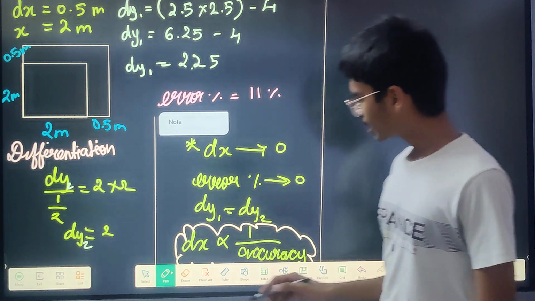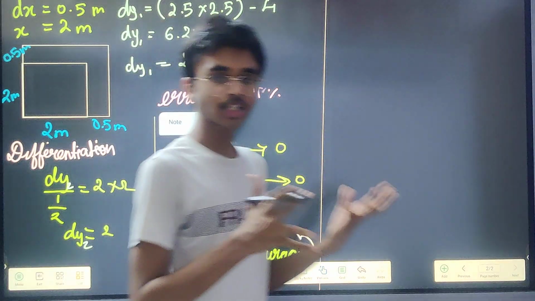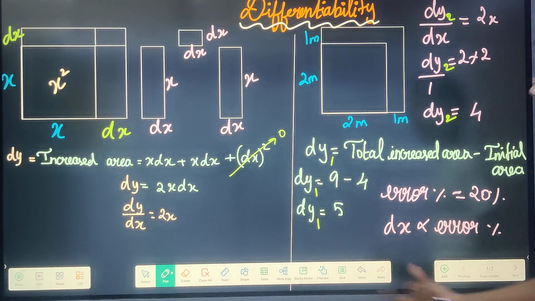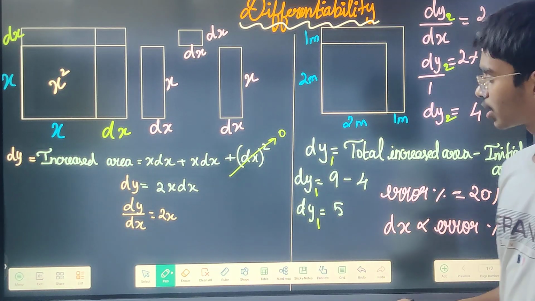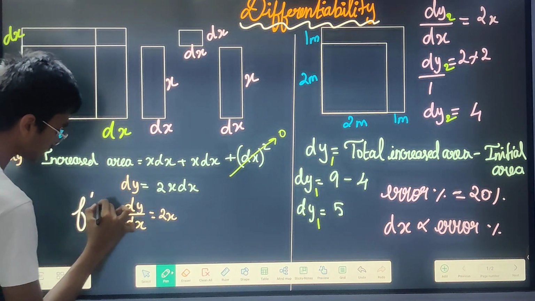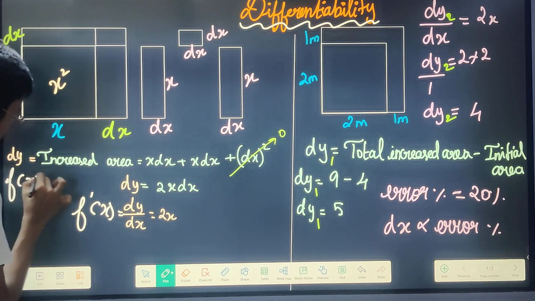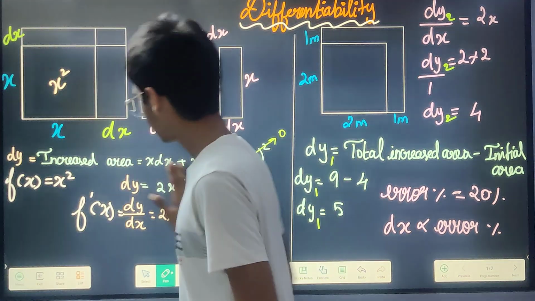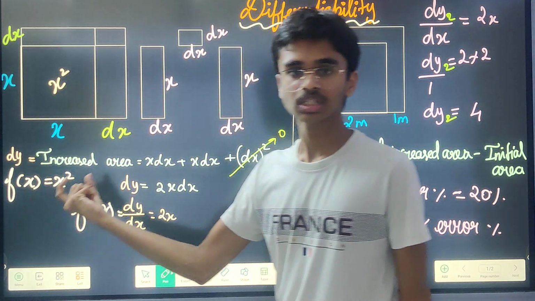See, actually this derivation is here, right? This dy is none other than the differentiated form. You can see here that dy by dx is equal to 2x, which can be written as f dash x also, where f of x is equal to x square. This is what your function is, where your function is x square.